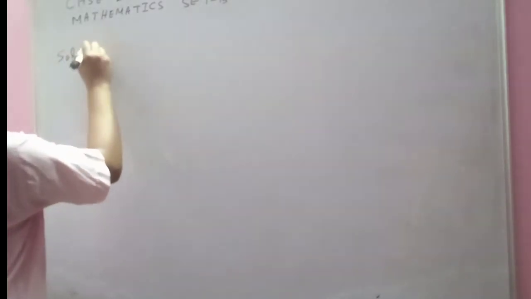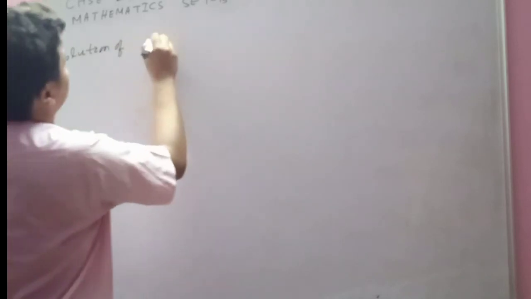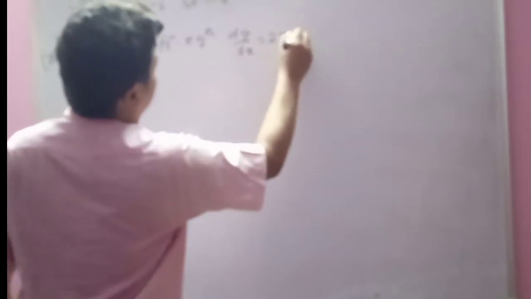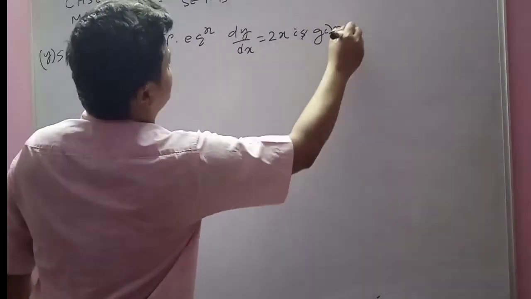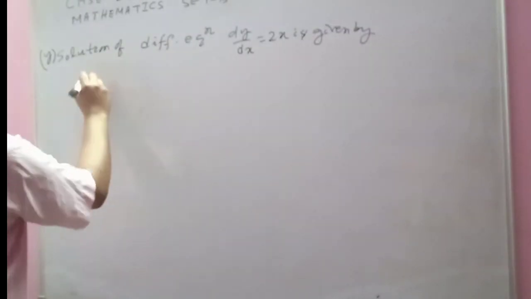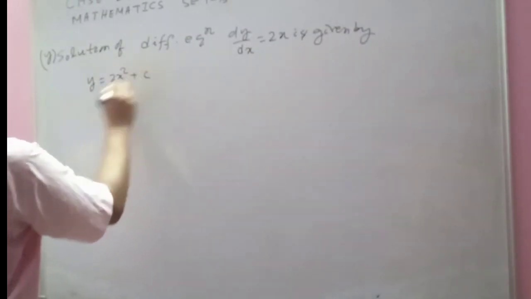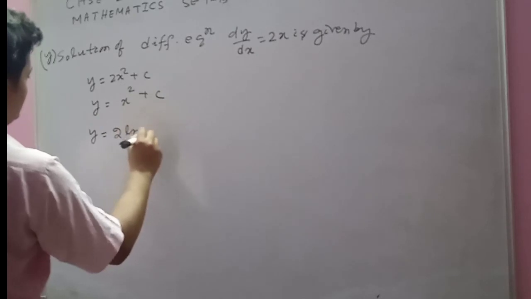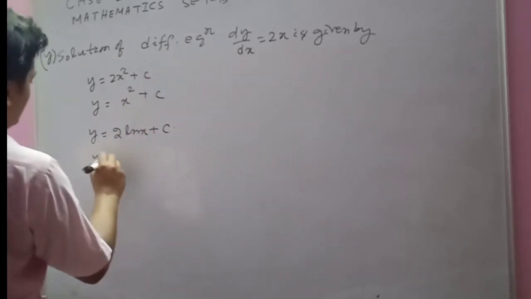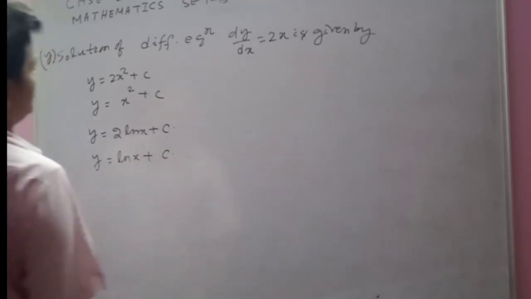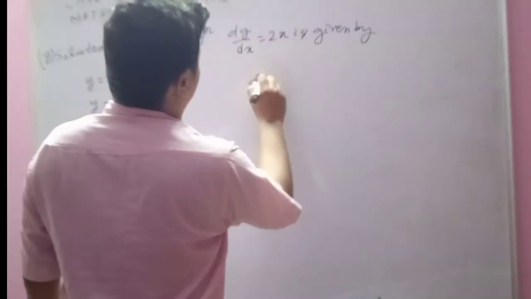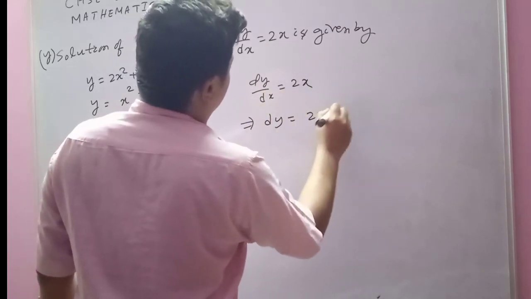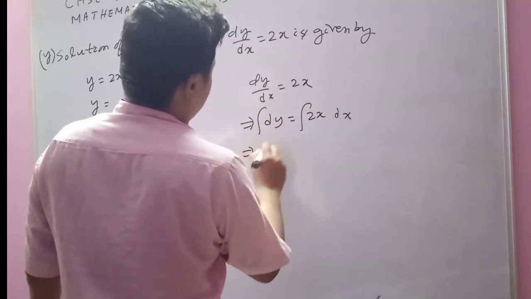Solution of differential equation dy by dx equal to 2x is given by y equal to 2x square plus c. It is given dy by dx equal to 2x, so dy equal to 2x dx, integrate both sides.